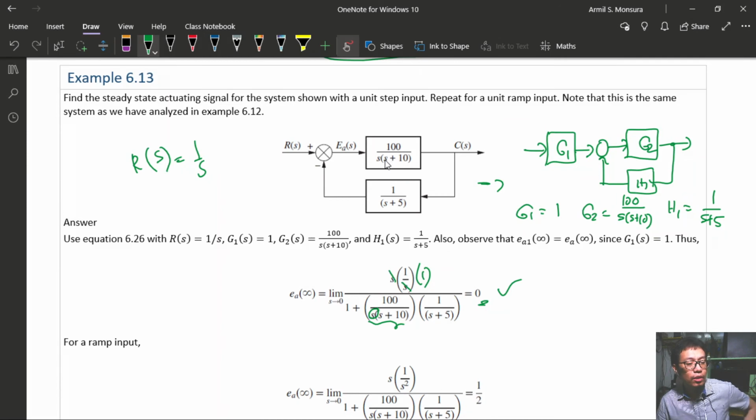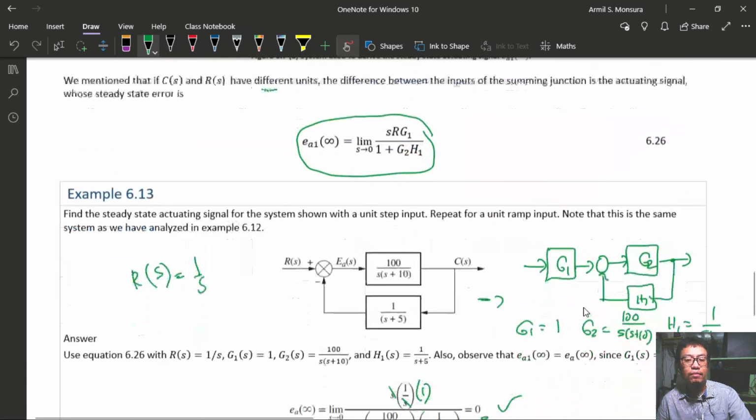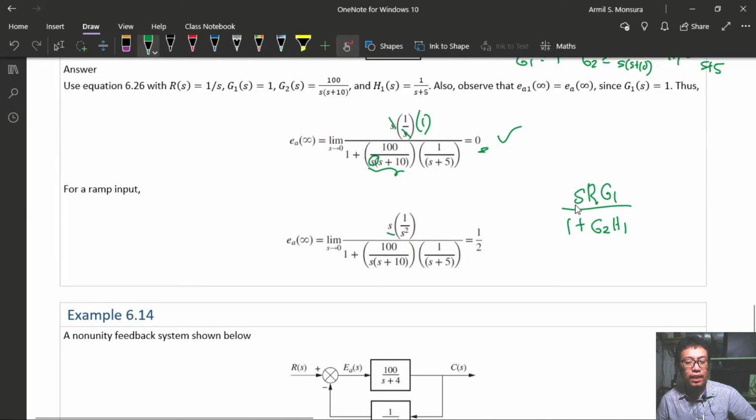Okay. Now, that would change kung ang input na i-consider natin is ramp. Okay. So, if you have a ramp system, okay, what would happen is that, ito yung S, okay, galing sa formula. Again, the formula is S times R times G1 over 1 plus G2 H1. That's the formula. Okay. So, tama di ba? So, what would happen is, that's S, tapos 1 over S square, tapos times 1, that's for G1. Ito, 1 plus, this is your G2, and this is your H1.